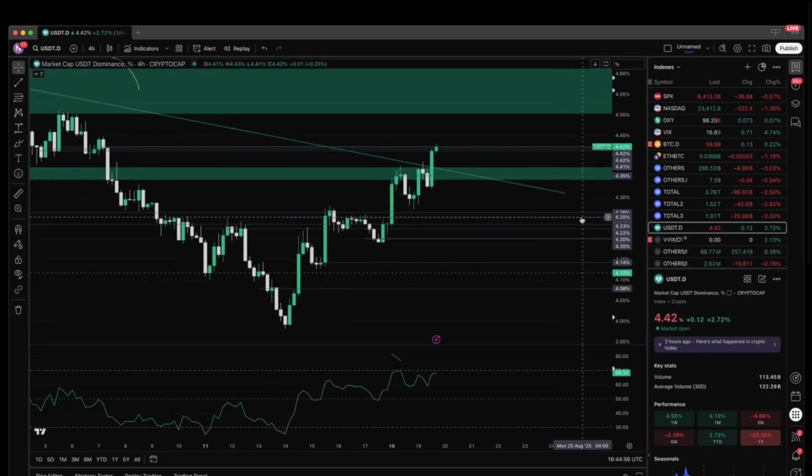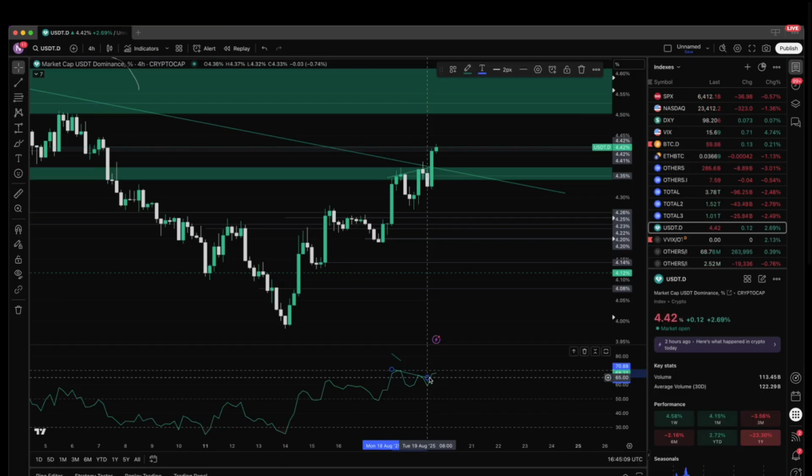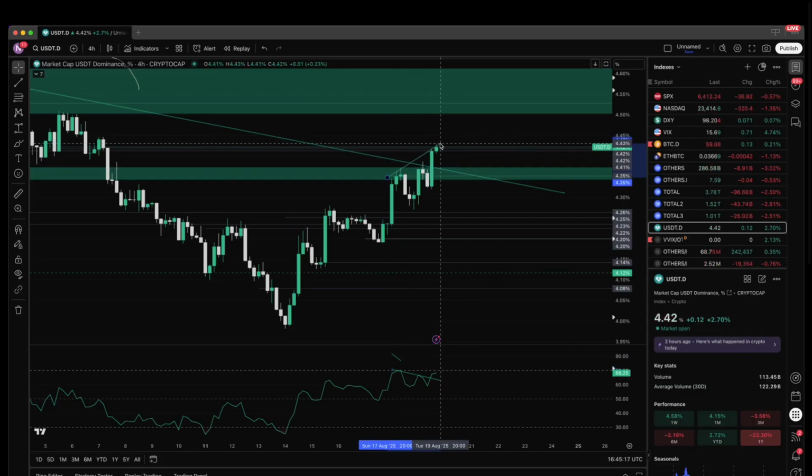So we had a 4-hour bear div on USDT dominance, right? At a lower time frame resistance zone right here. Look how it invalidated this divergence. This is no longer a divergence for me. Can you say this is a divergence? Maybe you can, but this came right after the invalidation. Let's see what the bot says.